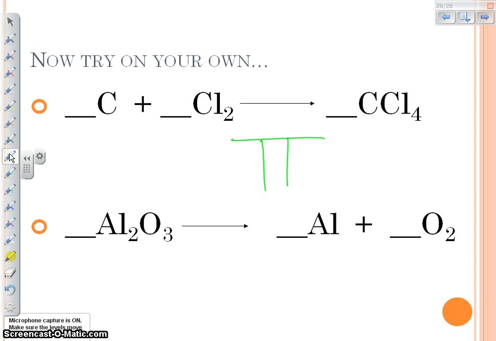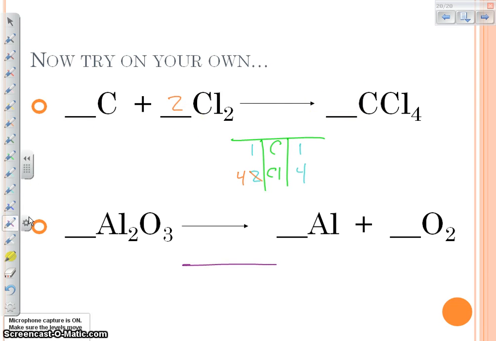Okay, my T-chart, I've got a C and a Cl. On the left here, I've got 1 C and 2 Cls. On the right side, I've got 1 C and 4 Cls. So my C's are happy. I need to find a way to double my Cls on the reactant side. That just doubled them. 2 times 2 gives us 4. And I've got 1 and 4 on the left and 1 and 4 on the right. So that guy is a 1, 2, 1 reaction.